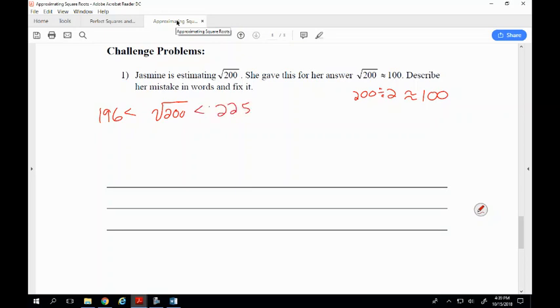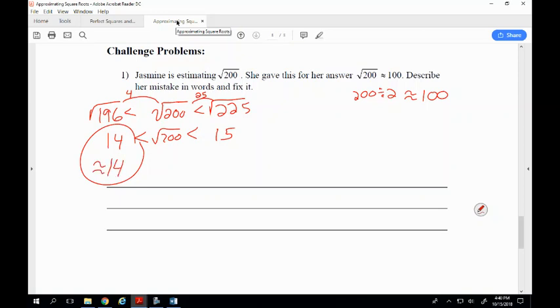Take the square root of each of those. Square root of 196 is 14. Square root of 225 is 15. And our number, the square root of 200, just comes down in the middle. We pay attention to the gap. Over here we have a gap of 4. And over on the far side we have a gap of 25. So the gap on the left side is smaller. So we know our answer would be closer to 14 than 15.